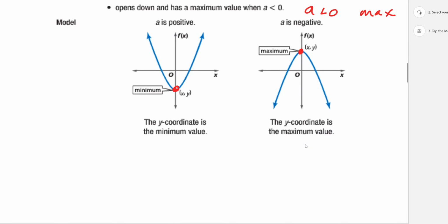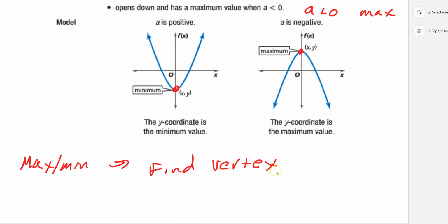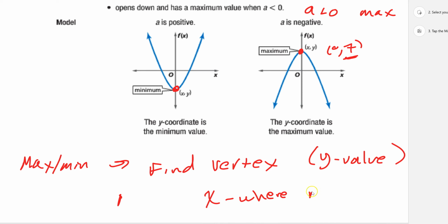So if you want to find the max or min value, all you do is find the vertex. Now when I say that, let's say this point right here, just to give an example, is 0, 7. What's the max? It's actually not 0. A lot of people think it's the x value. It's the y value. The max or the min is the y value. The x value is where it happens, where the max or min occurs. So keep that in mind.